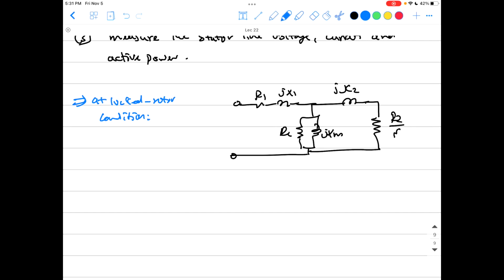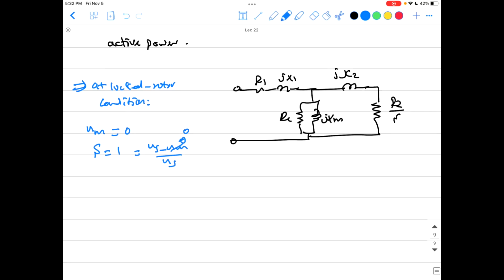Okay guys, so what's happening at locked rotor condition? Because it's locked rotor, the speed of the machine equals 0. It's the meaning of locked rotor, yeah? And the speed equals 0 means the slip equals 1. If you remember, the slip equals ns minus nm over ns. So if the speed equals 0, the slip equals 1 at no speed at all. Okay guys? And that means for now that R2 over S will be very small.